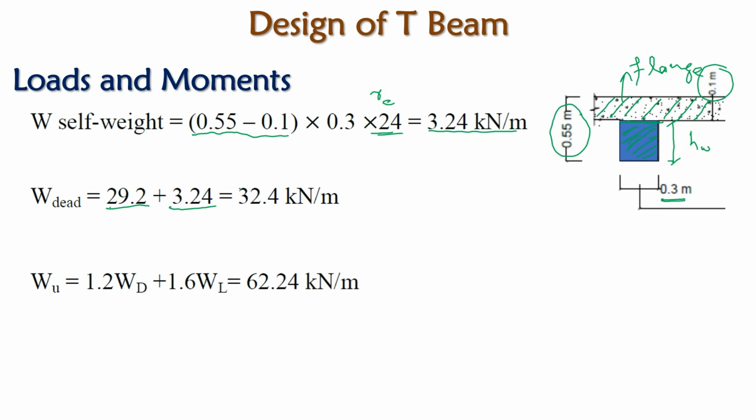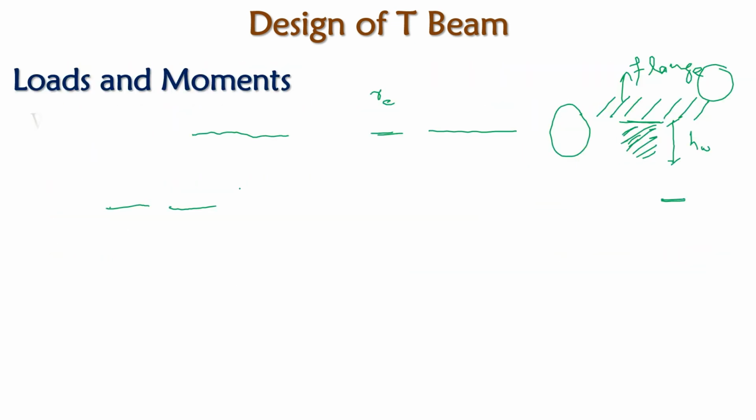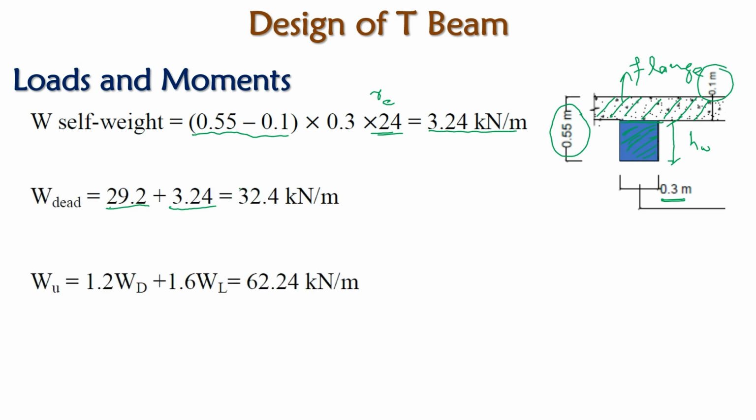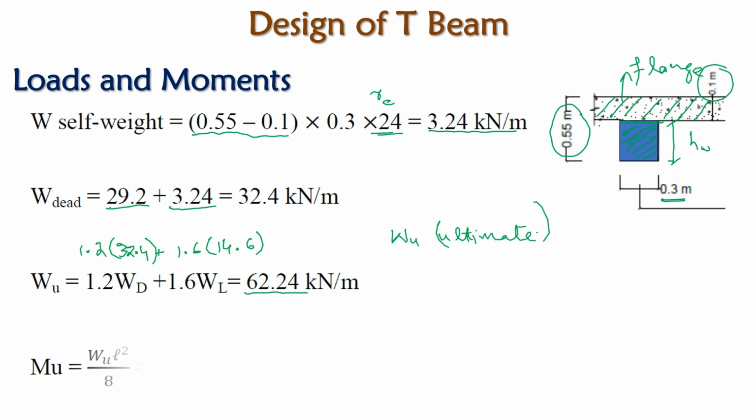And we are given the live load, which is given in the statement as 14.6 kilonewtons. So we will put these values: 1.6 times 14.6 plus 1.2 times the dead load, which is 32.4. When we multiply these factors and add them, we will get the total load or factored load, Wu, the ultimate load. So the ultimate load will be 62.24 kilonewtons per meter.